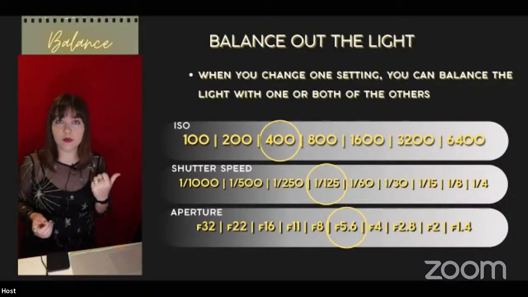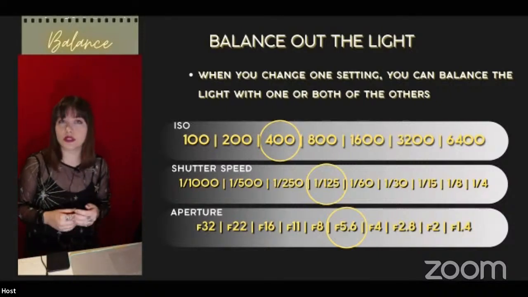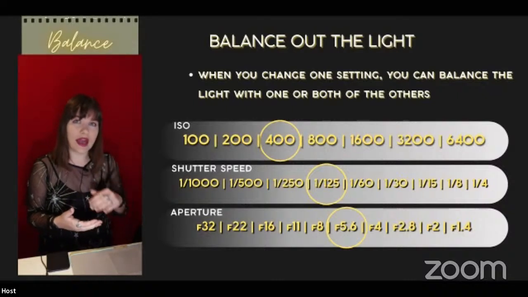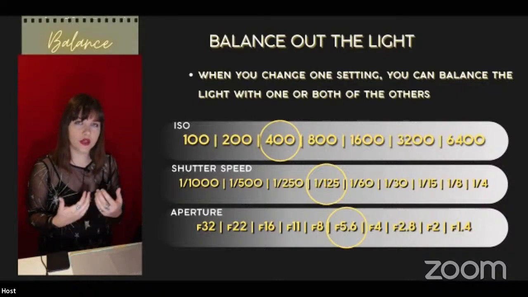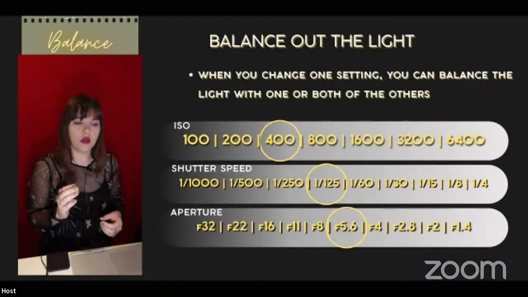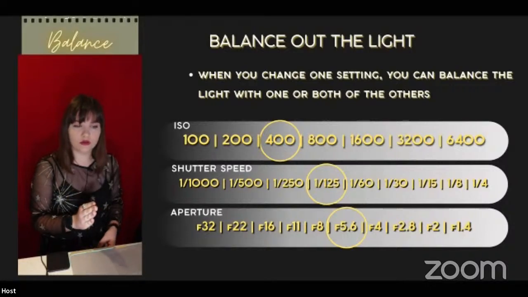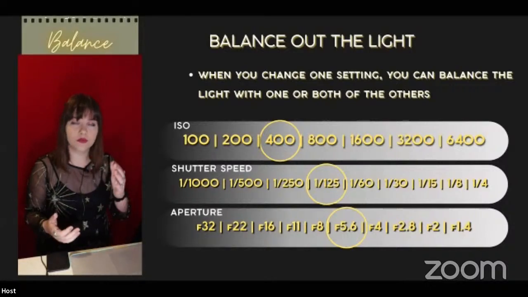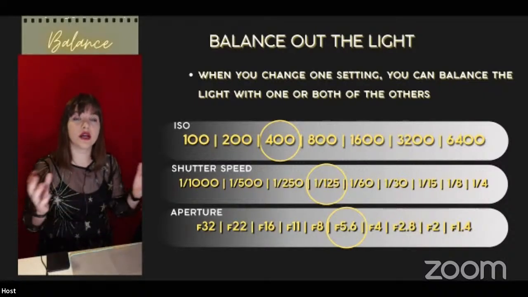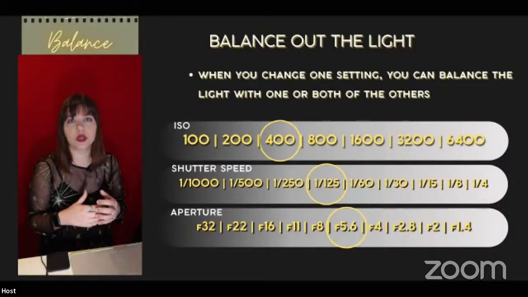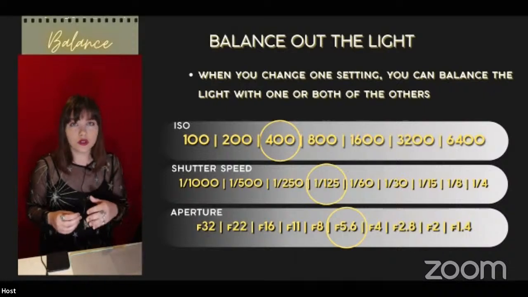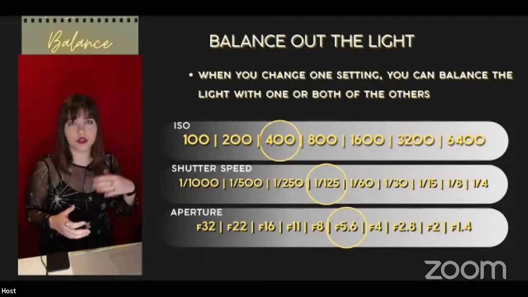So these graphs up here that I have, these are full stops. And a full stop is going to double or halve the amount of light that you have in your exposure. So going from 100 to 200 to 400 for ISO, right? Those are all full stops. Going from 100 to 200, you are doubling the sensitivity, so your picture is going to be twice as bright. Whereas if you go from 400 to 200, you're cutting it in half, so your picture is going to be half as bright.